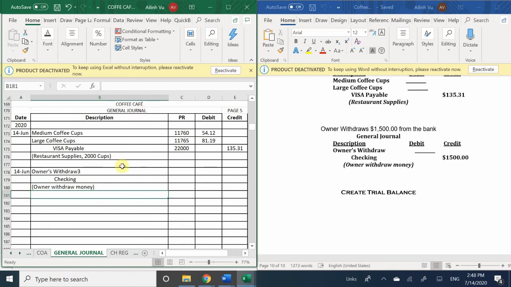So that is what owner's withdrawal is. It's basically you taking money away from the company, but it's your money. It's your company, your money, because you and the company are one. Okay?